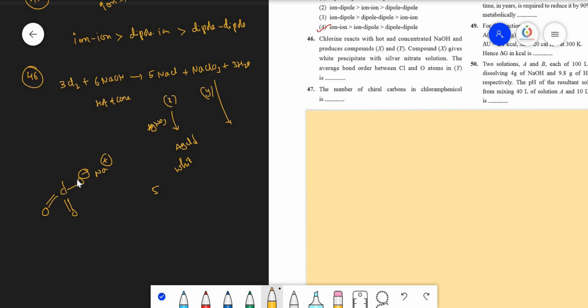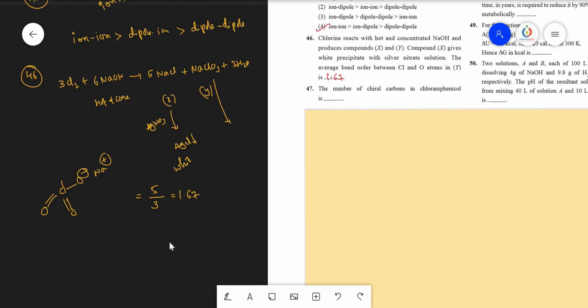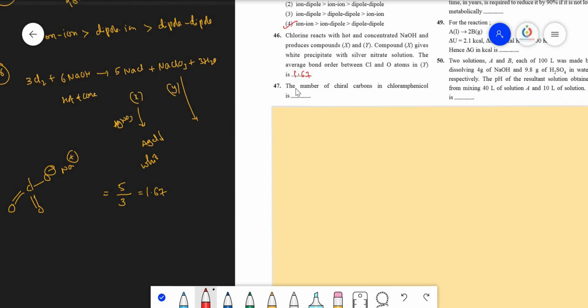If this bond is shifted here, charge comes here. If this bond shifts here, charge comes over here. So there are chances for 3 resonance structures. So number of bonds divided by number of resonance structures gives the average bond order. That is equal to 5 by 3, which is approximately 1.67. So here the answer is 1.67. Now let us see one more thing.